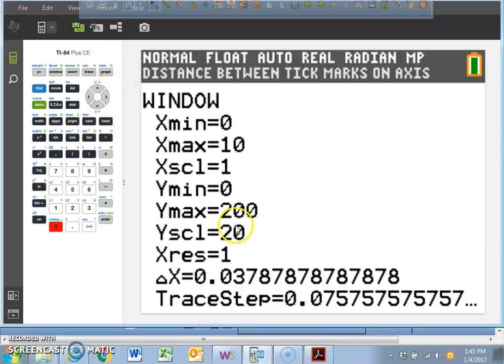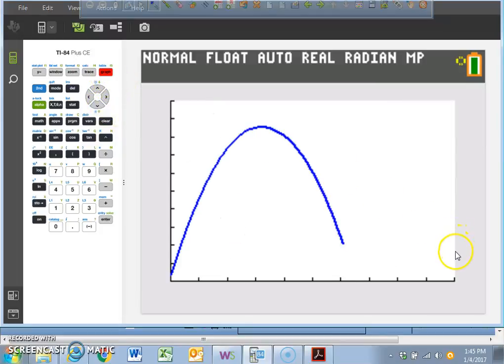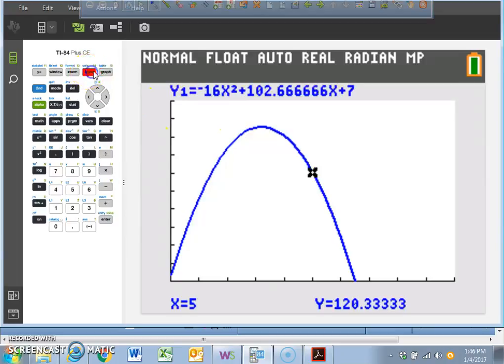Okay? So once we change that to 20, hit the graph, and now we see a better picture of the football starting out right here at a 7, going up to its maximum height, and then going back down to the ground. Okay? So does everybody agree that the maximum height is somewhere up in here? Right? Okay, now, 2 ways you can kind of figure this out. If you want to hit the trace button, you can take this little cursor, and you can actually move it up to the highest point if you wanted to kind of get an estimate of what that maximum height is.